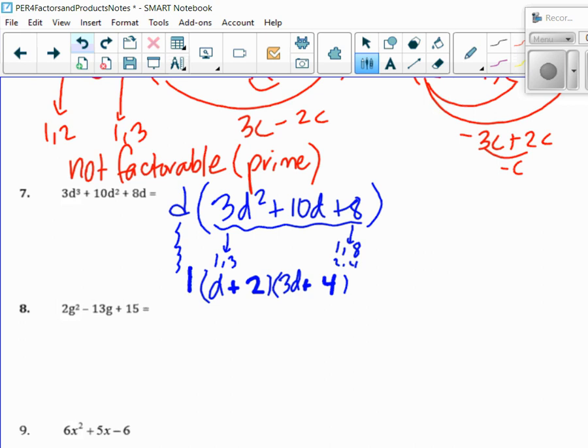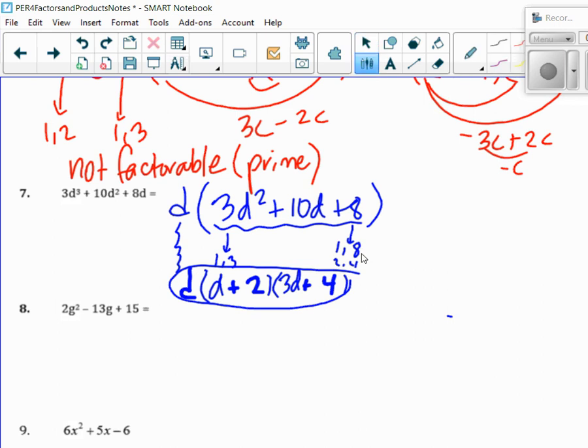So let's put the D back in and see if this works. First, I get 3D squared. Good. Outer, I get 4D. Inner, I get 6D. Makes the 10D. And last, I get 8. My final answer is that. So do you see how it took a little bit longer to guess and check? But again, use a strategy. If there's one that is prime, place them, and don't move them. Only move the ones that are composite. Okay? So try the next one.